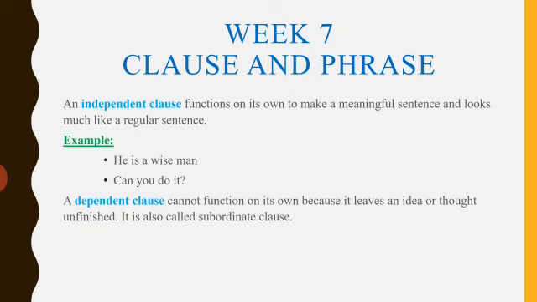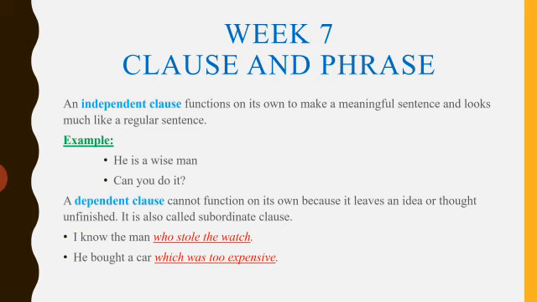The next is a dependent clause. A dependent clause cannot function on its own because it leaves an idea or thought unfinished. It is not a complete thought, or a complete sentence or idea. So they are also called subordinating clauses. The examples are: I know the man who stole the watch, and he bought a car which was too expensive. Who stole the watch and which was too expensive are the two dependent clauses, and they need an independent clause to complete themselves.